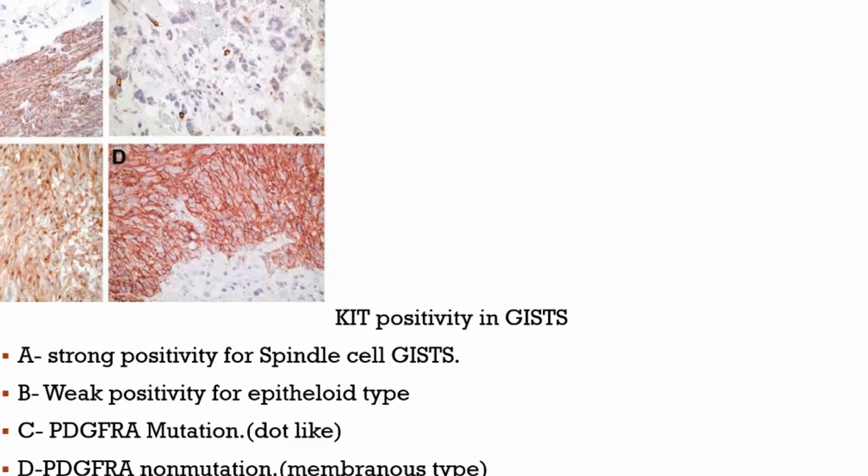Now in C, there are some dot structures. You can find dot structures which show mutation of the PDGFRA gene. And in D, we have seen the membranous type. See, these are the membranous type. This is PDGFRA non-mutation, meaning they are negative for KIT positivity.